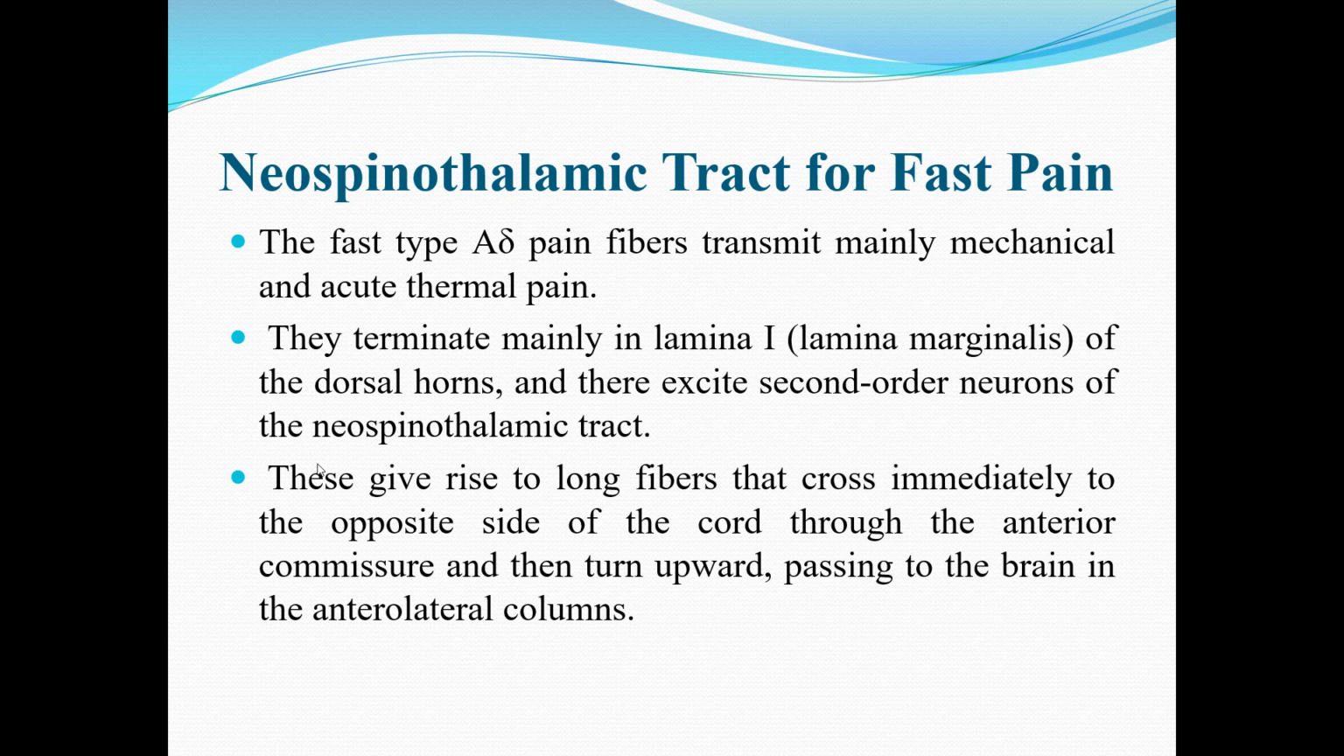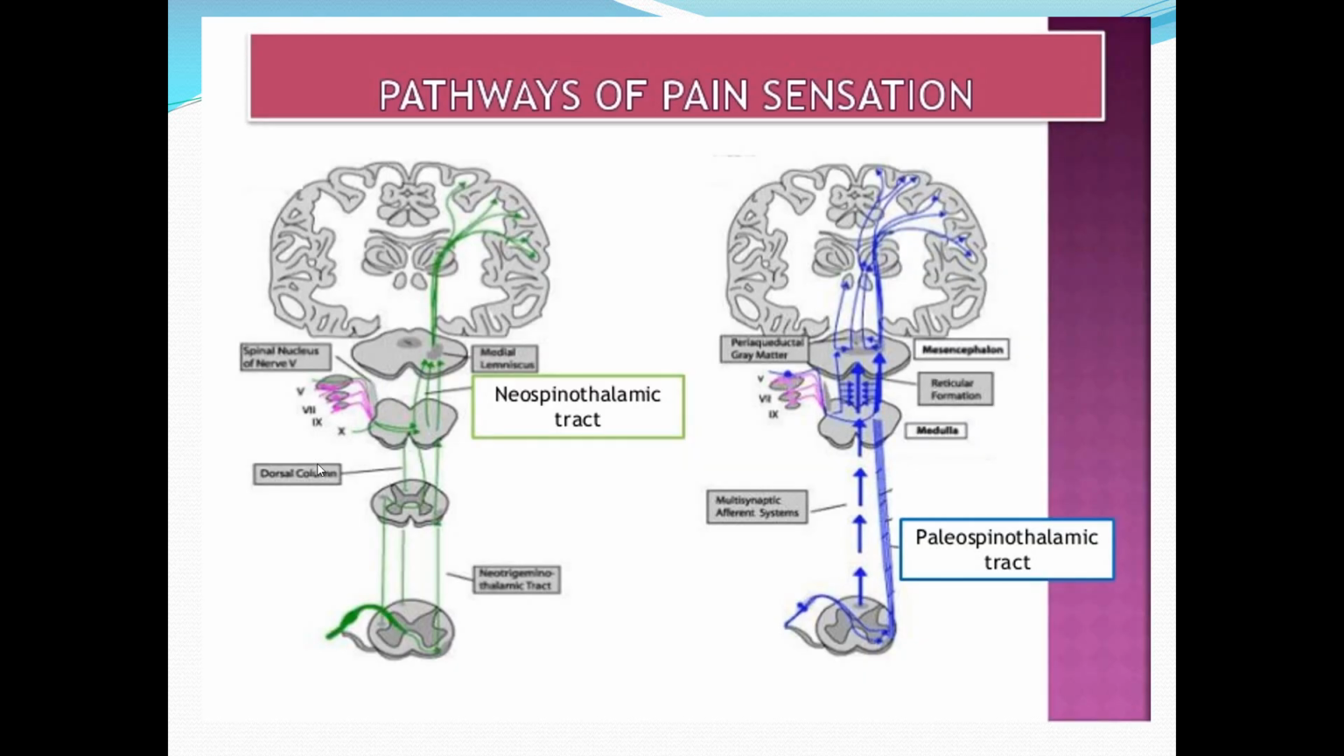They are going to terminate mainly in lamina 1 of the dorsal horn, and then they are going to excite the second order neuron, which is going to decussate and give rise to long fibers going to the opposite side of the cord through the anterior commissure, and then they are going to turn upwards, passing to the brain in the anterolateral columns.